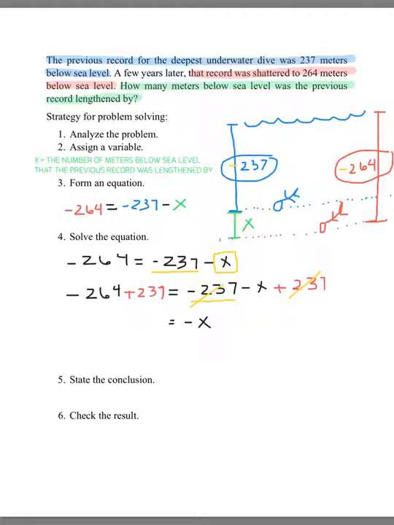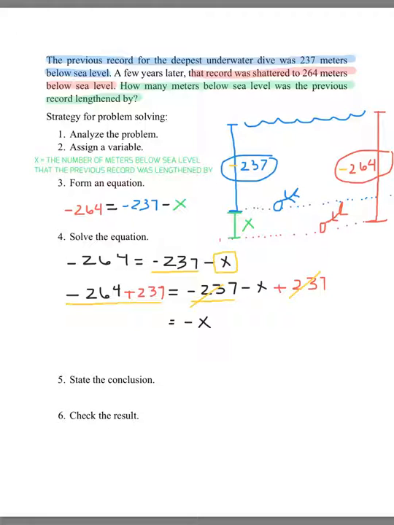So now all we have to do on the left hand side is simplify the negative 264 plus 237. Since these two numbers are opposite sign, the 264 being negative and the 237 being positive, we're going to have to use the subtraction rule. Now remember the subtraction rule: we do the bigger number in terms of absolute value on top minus the smaller number in terms of absolute value on the bottom, and we subtract the two.